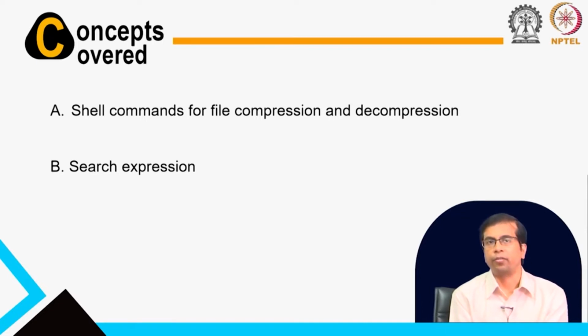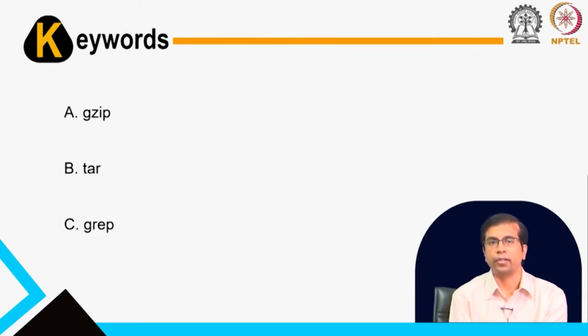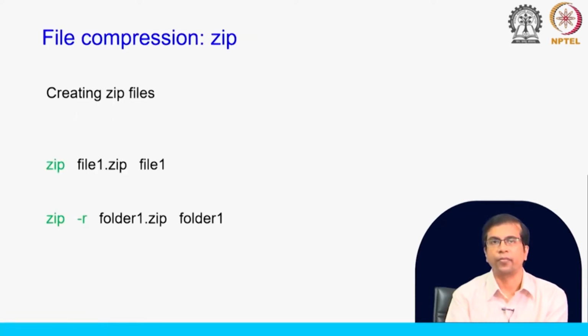The second topic that we will be discussing today is the search expression. Now, the files that we deal with are really huge files, right. So, you cannot just open them and search for a specific read sequence or read ID if there is a need. So, we will have to use command line tools which will search these files very efficiently. The keywords are gzip, tar and grep. These are the commands that we will encounter in today's class.